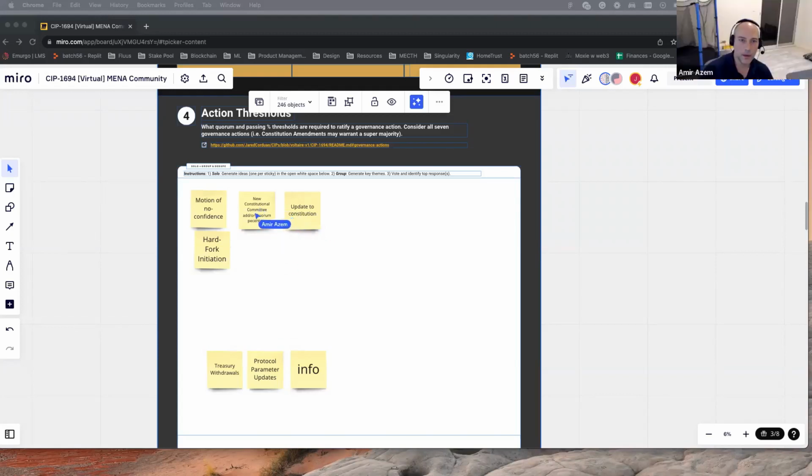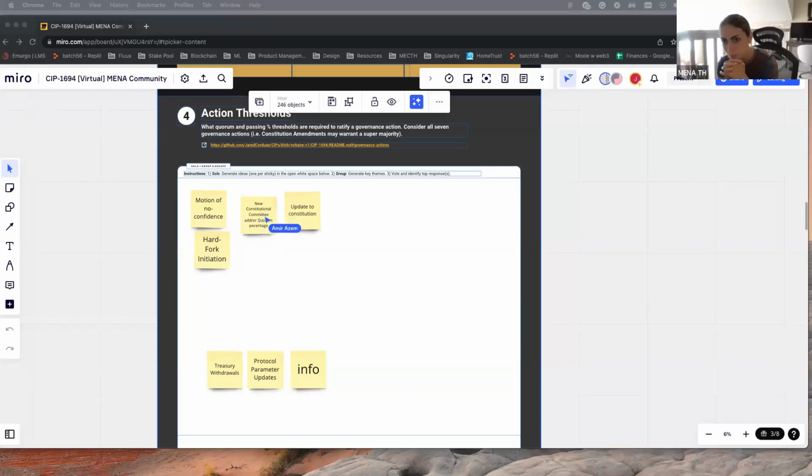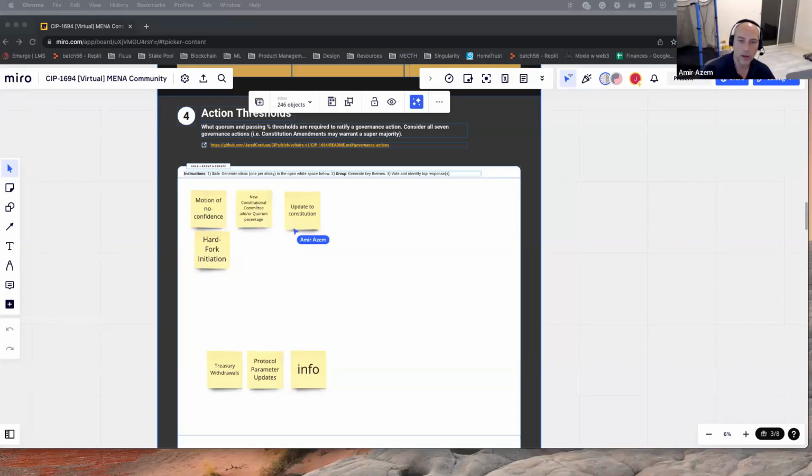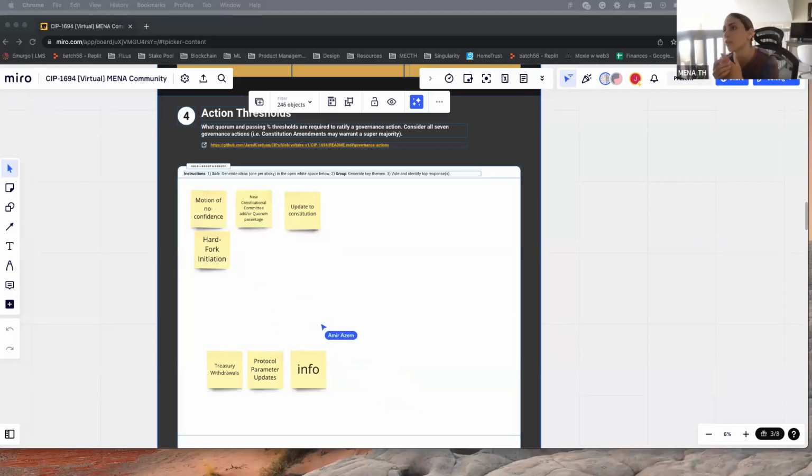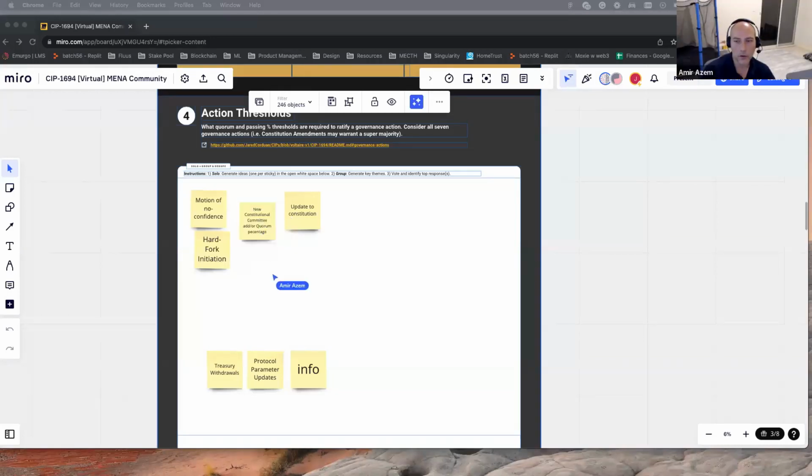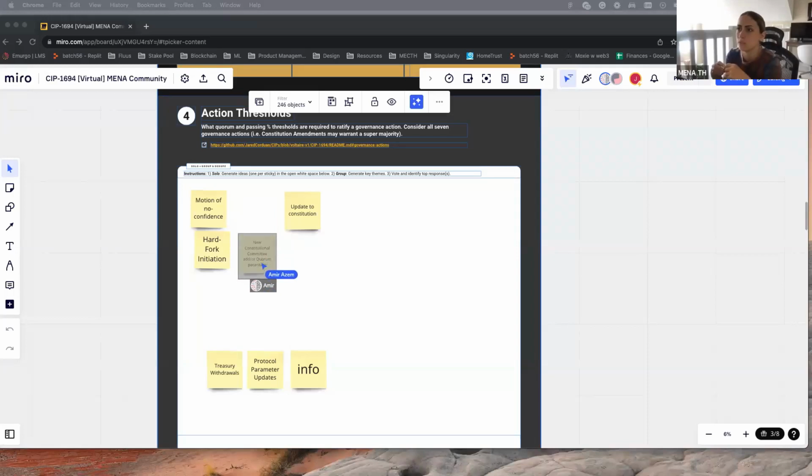And maybe this one is about the new constitution. So changing the constitutional committee is changing the people that are running it. Is that what it means? Yeah. Okay. So these two, all these, I agree with you. Then it's fine this way. Do you think changing the constitutional committee needs a super majority? No, I would think a little less. Yeah. Lower. You can go with the bottom ones.